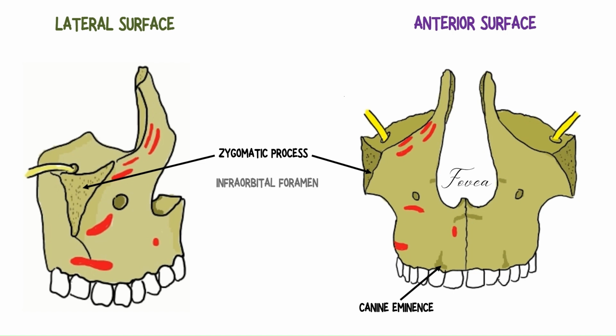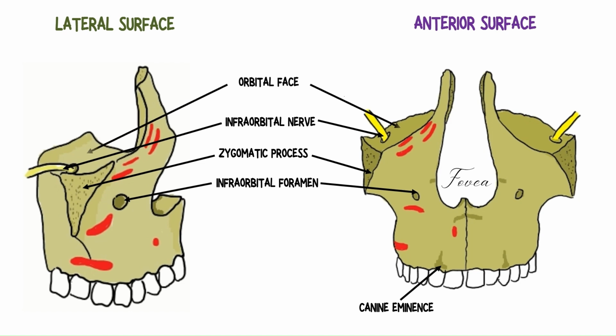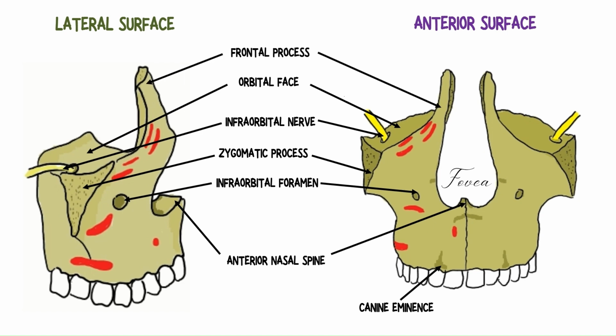Below it is the infraorbital foramen, the passage point of the infraorbital nerve, a branch of V2. The maxilla takes part in the constitution of the floor of the orbit with its orbital face. The anterior nasal spine is the point of attachment of the vomer, the frontal process of maxilla that articulates with the nasal part of the frontal bone via the frontomaxillary suture.